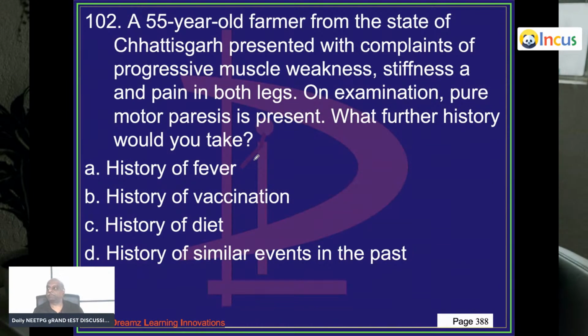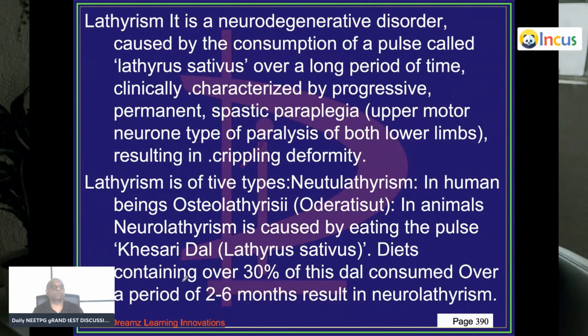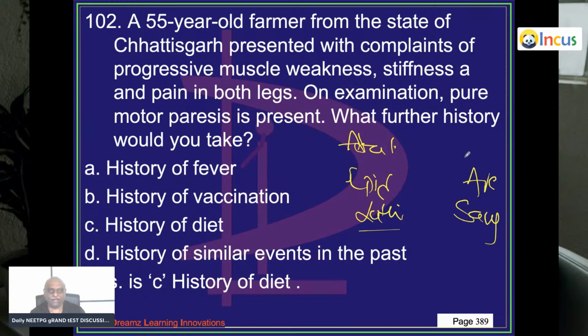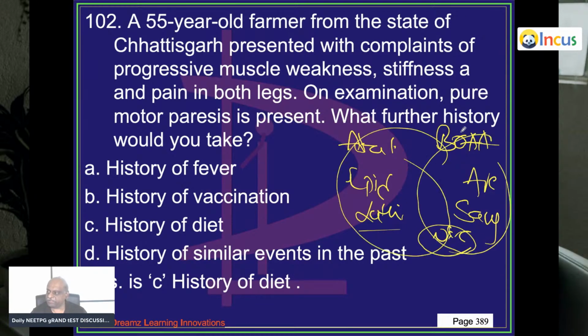A 55-year-old from Chhattisgarh, progressive muscle weakness, stiffness and pain in both legs. On examination, pure motor paralysis is found. So what further history would you take? History of diet. So always lathyrism. One question on adulteration will come, doctor. Epidemic dropsy. See, lathyrism. Where do you find sanguinarine, argemone oil, then bova? Where will you use vitamin C? All those things are in preventive medicine.